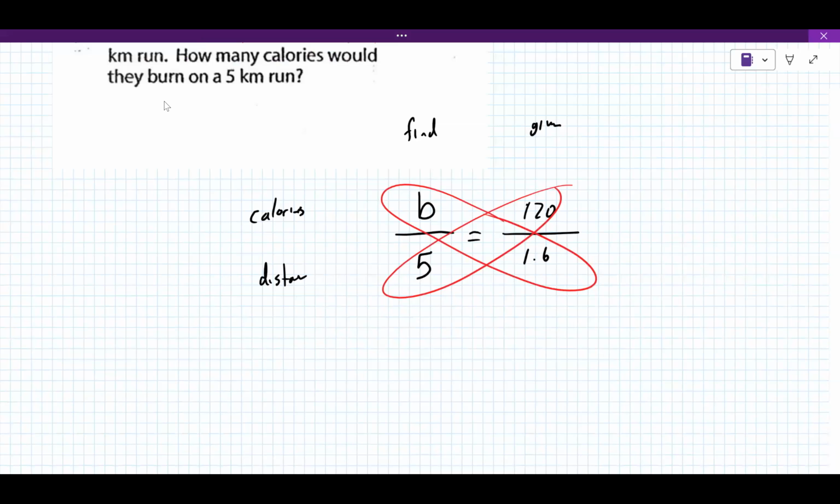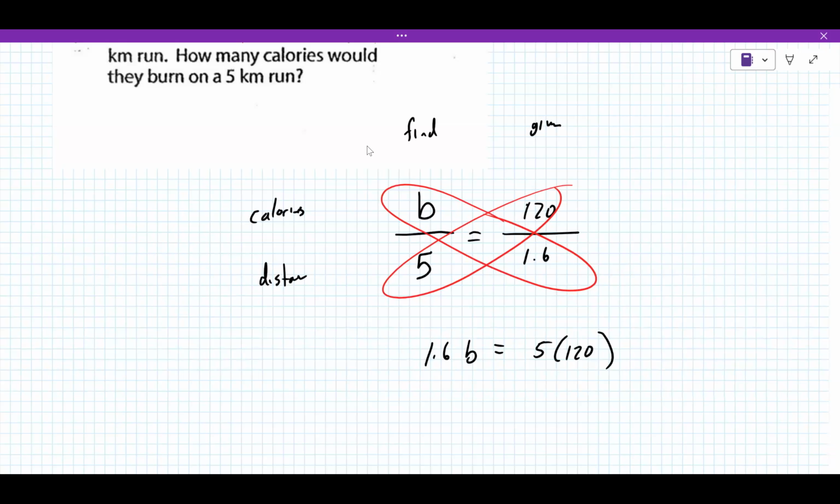So that's this and this. So 1.6 times B equals 5 times 120. So once you go to that calculator again and figure out what 5 times 120 is. Okay, hang on. So 5 times 120. 600. Yes.